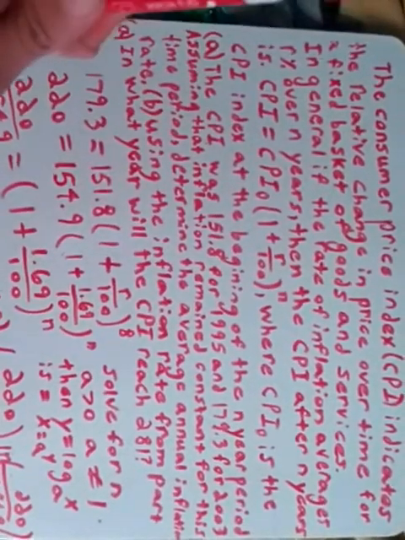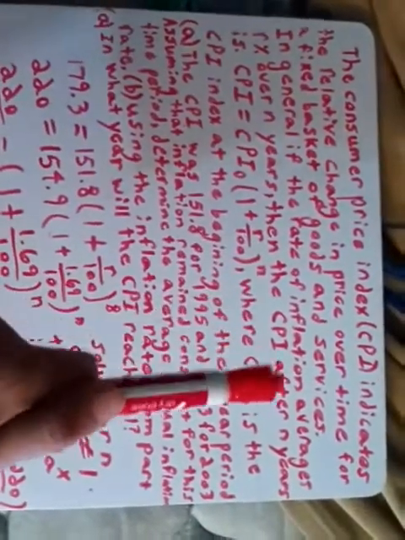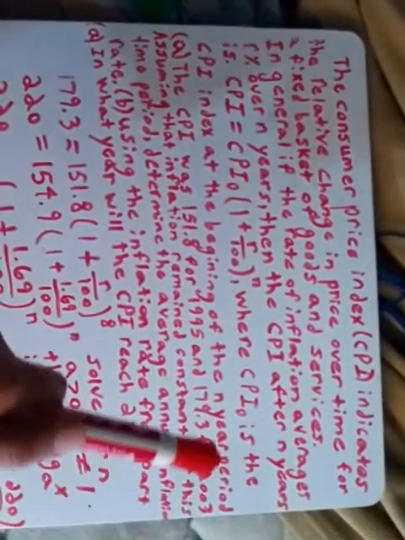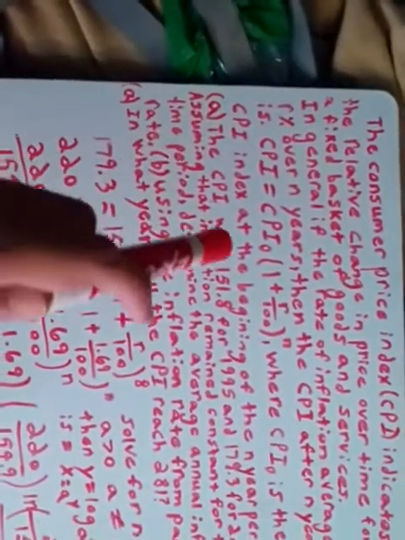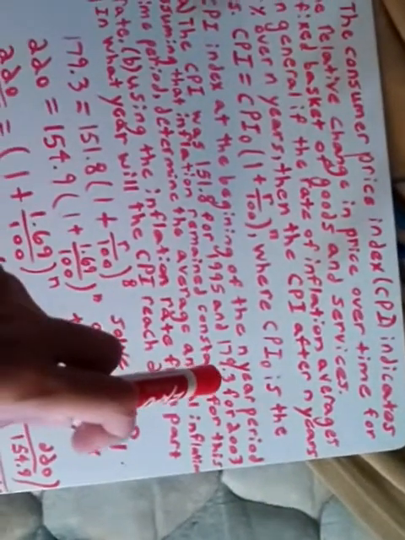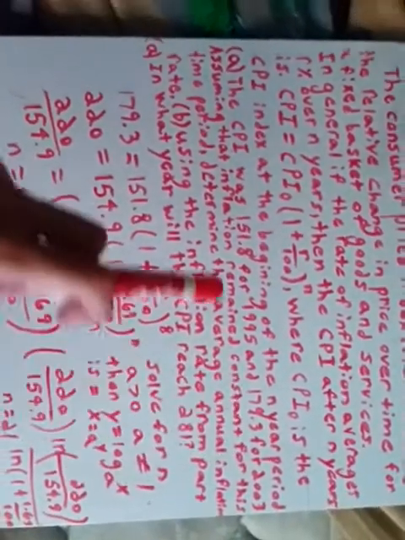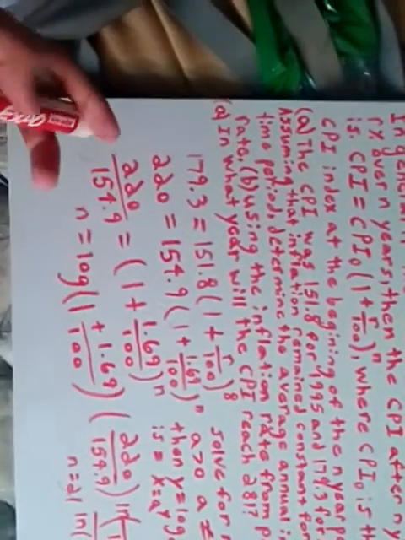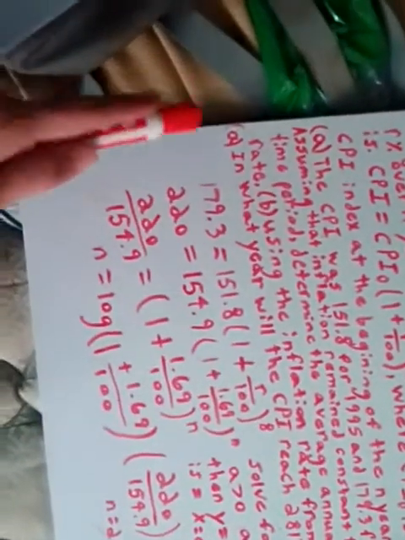I'm trying to solve for r, the average annual inflation, where CPI-zero, like initial, is the CPI index at the beginning of the n-year period. Okay, so the first question is A: the CPI was 151.8 for 1995 and 179.3 for 2003. Assuming that inflation remained constant for this time period, determine the average annual inflation rate. So here is just an equation. I have to solve for r, the annual inflation rate.